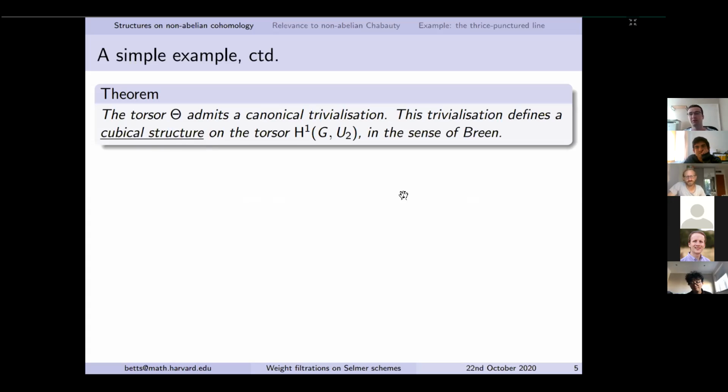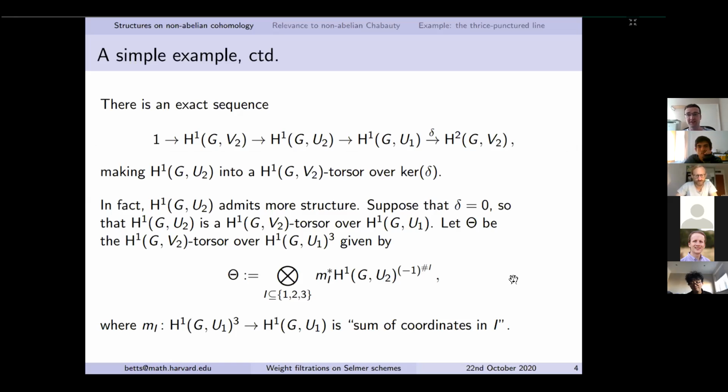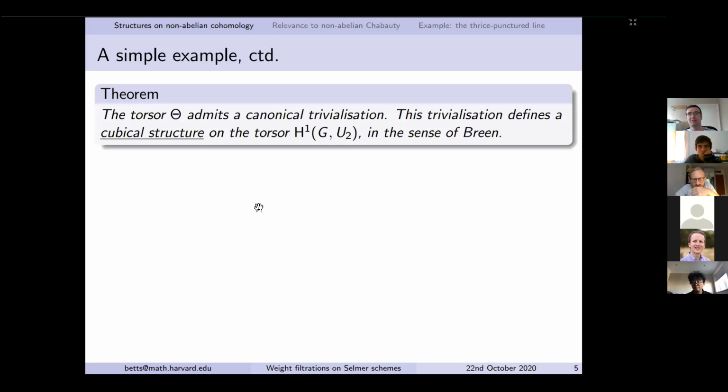By the way, a side remark about what cubical structures are. The reason these things are called cubical structures in the work of Breen is that there's a nice similar construction coming from algebraic geometry, because this construction looks a little bit like the theorem of the cube on an abelian variety. In fact, if you take a G_m torsor over an abelian variety, those automatically come with cubical structures provided by the theorem of the cube. But that was maybe an unhelpful side remark about why we call these things cubical.